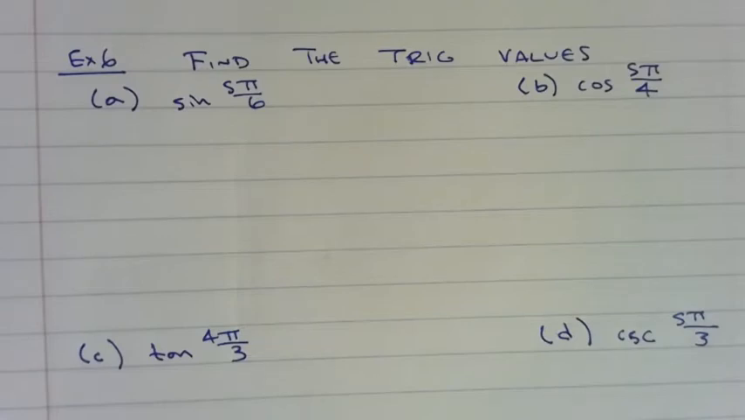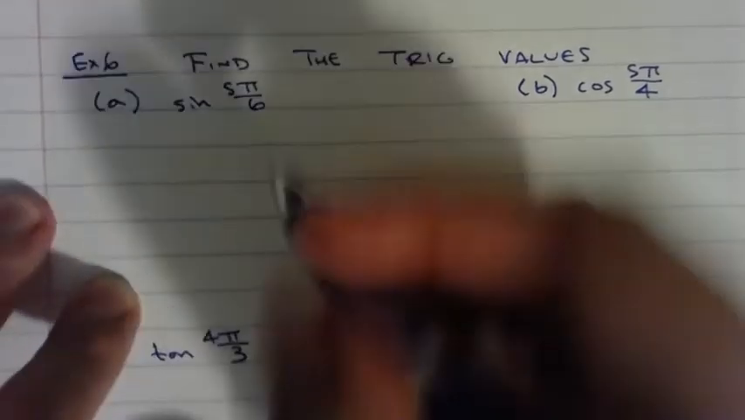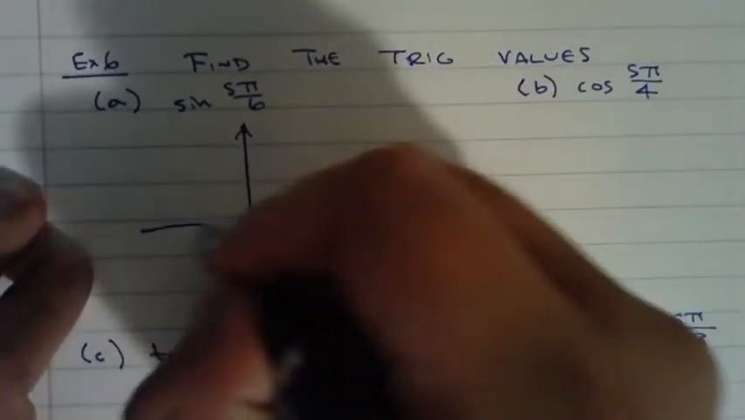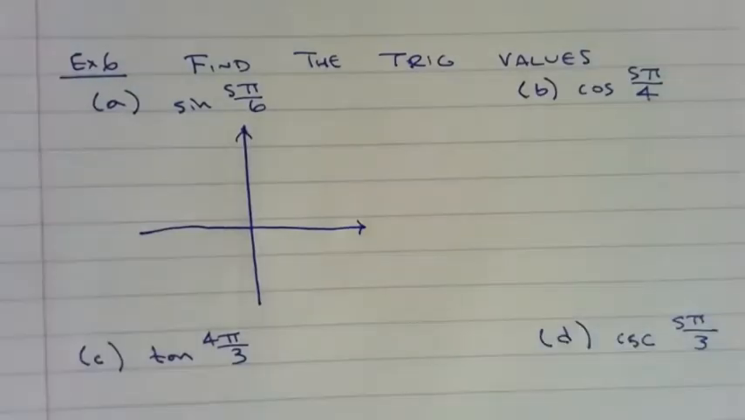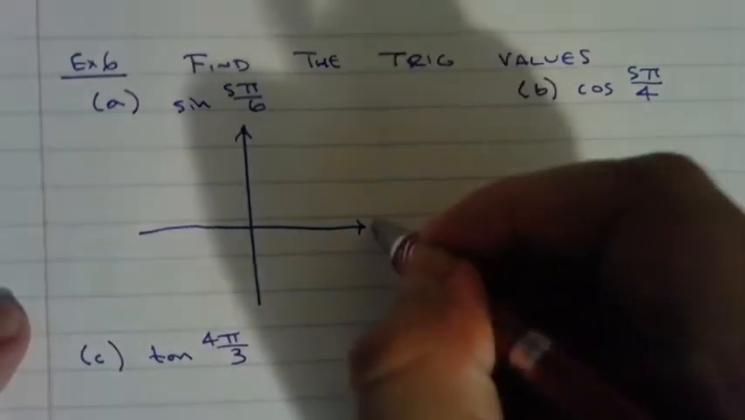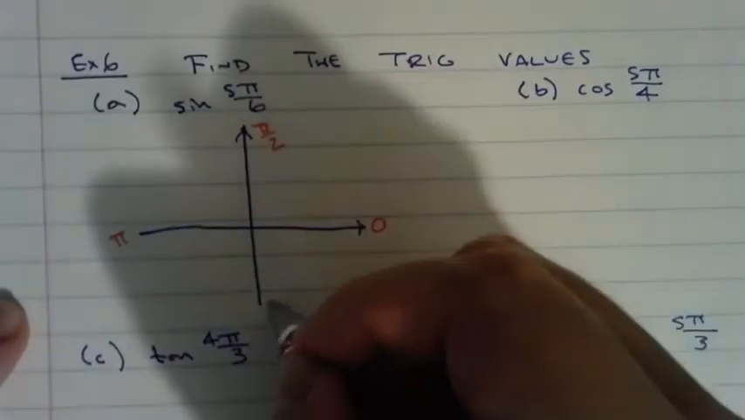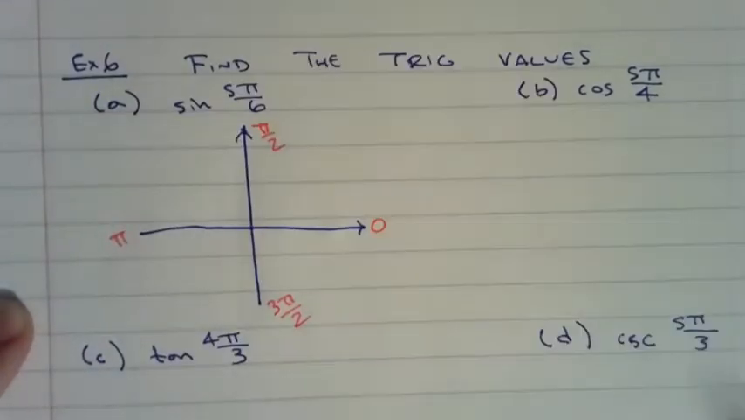Okay. So first, let's find sine of 5 pi over 6. So here's what you're going to do. You're going to draw yourself a little coordinate plane. I'm going to draw the angle. So label your angles. You know this is 0 radians, pi over 2 radians, pi radians, and 3 pi over 2 radians. Okay. So we know that it's 5 pi over 6.